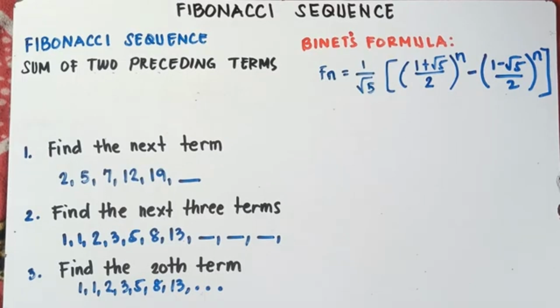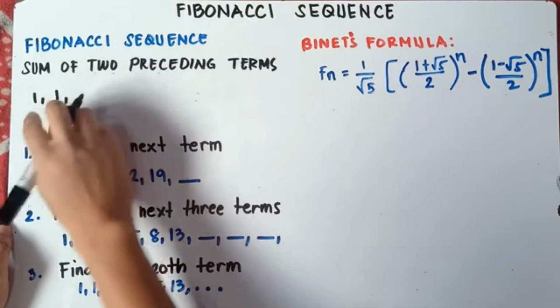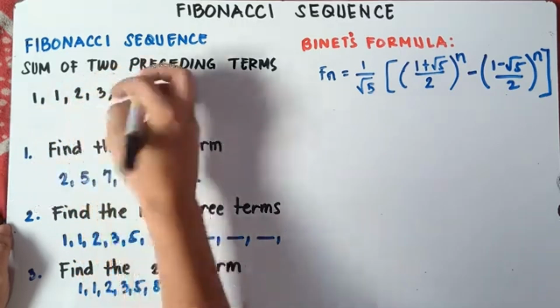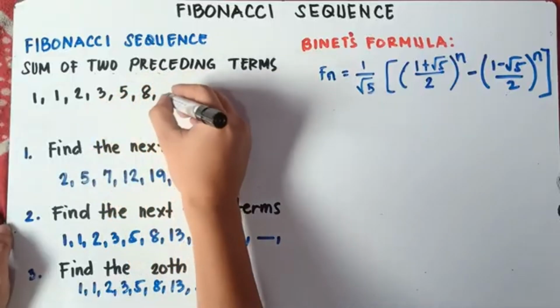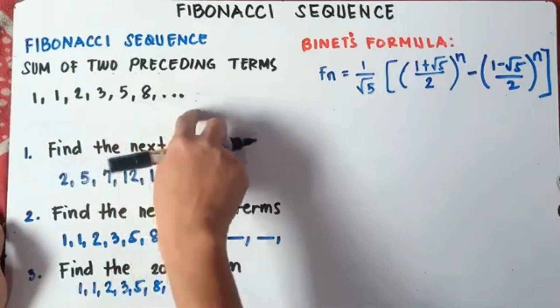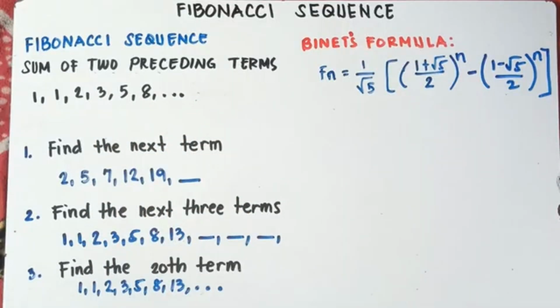By the way, Fibonacci, class, is actually the sum of the two preceding terms. The general pattern of the Fibonacci sequence starts at 0. Some examples start at 0, but we will just start at 1 because 0 plus 1 is still 1. So the first term is 1 and then 1. So 1 plus 1 is 2. 1 plus 2 is 3. 2 plus 3 is 5. 3 plus 5 is 8, and so on. To get the next term, you simply add 5 and 8. 5 plus 8 is 13.